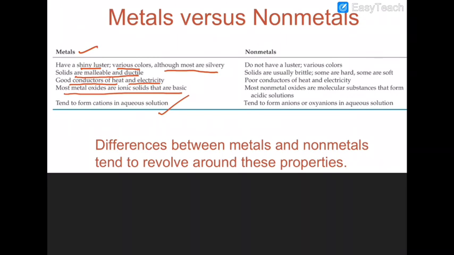Otherwise, non-metals do not have a luster, and solids are usually brittle. Some are hard, some are soft. The hardest ones are actually non-metals, like diamond and boron. Poor conductors of heat and electricity, except graphite. Graphite is an excellent conductor of electricity. Most non-metal oxides are able to form acidic solutions.